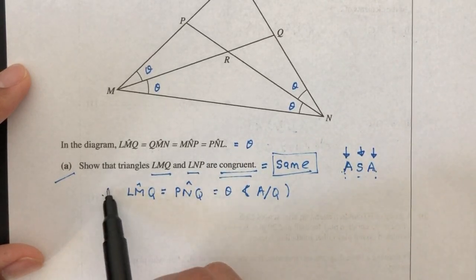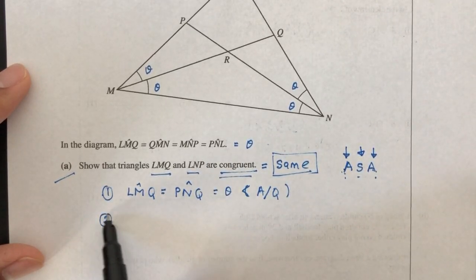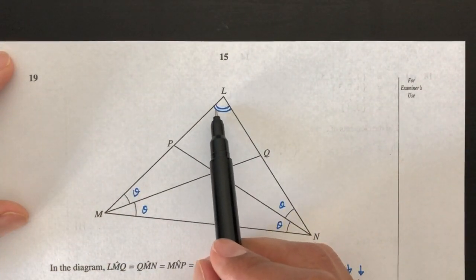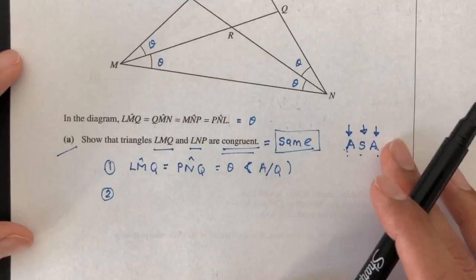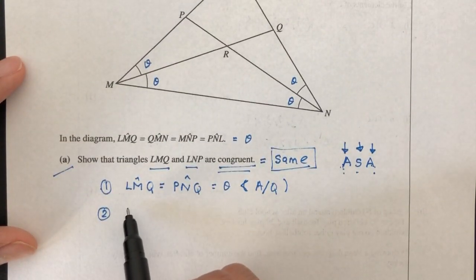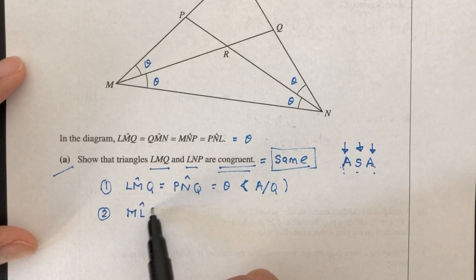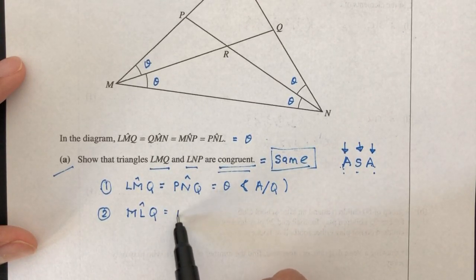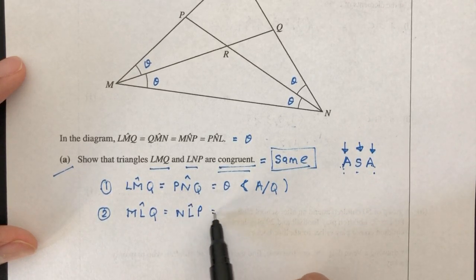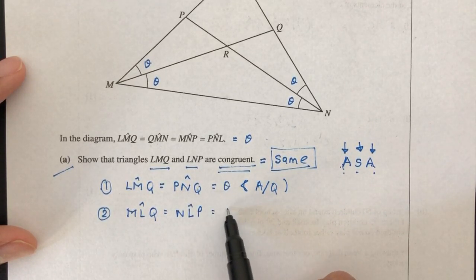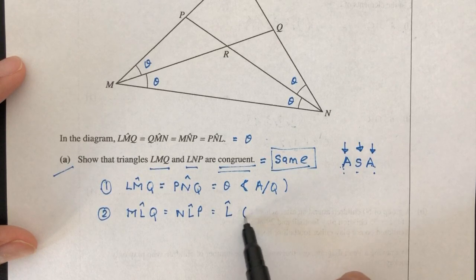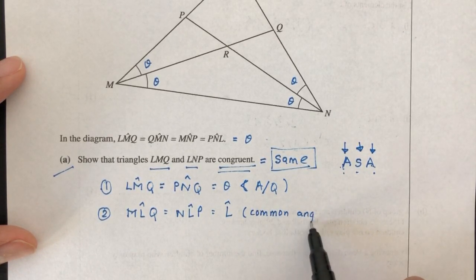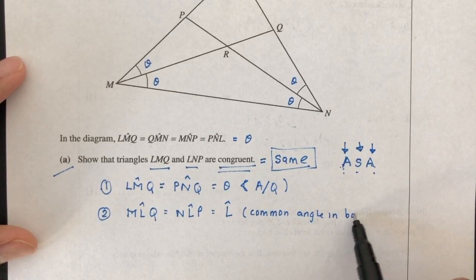That's the first point. Now, second point, the other angle that is equal is this angle, because they are the common angle in both triangles. So angle MLQ is equal to angle NLP, equal to angle L, because they are common angle in both triangles.